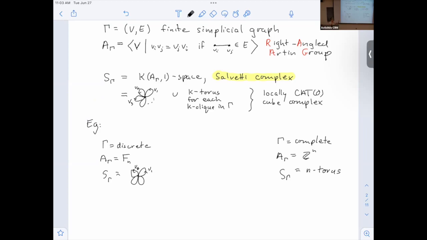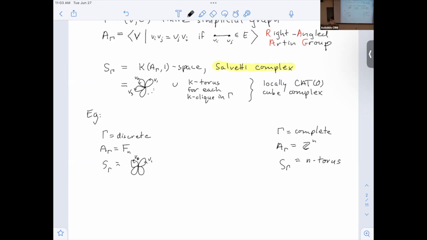At the other extreme, we have gamma as a complete graph. In that case, every two generators commute, and so we just have Z^n, a free abelian group. In that case, as we start building, what we discover in the end is that the Salvetti complex is just one gigantic n-torus. That's the whole Salvetti complex.